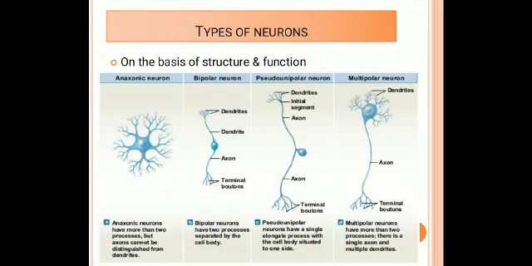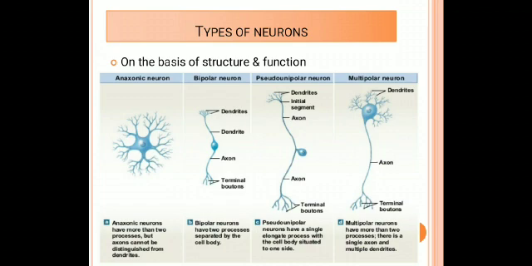The next one is the bipolar neuron. Bi means two. Bipolar neurons have two processes separated by the cell body. That is called the bipolar neuron. The next one is the pseudo unipolar neuron. Pseudo means false, uni means single. Pseudo unipolar neurons have a single elongated process with the cell body situated on one side. That is called the pseudo unipolar neuron.